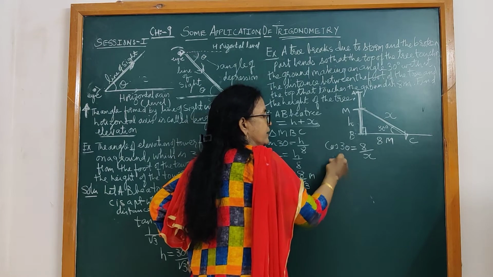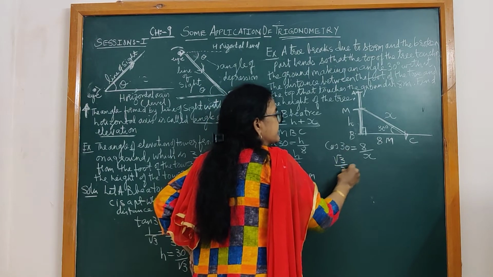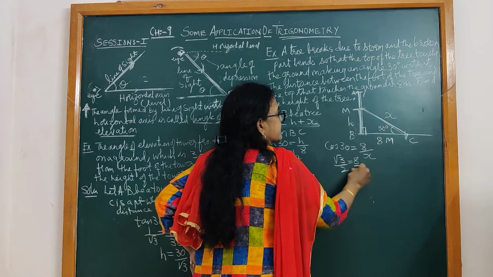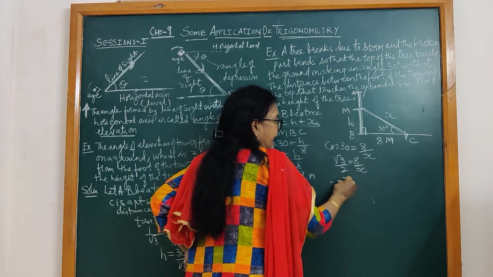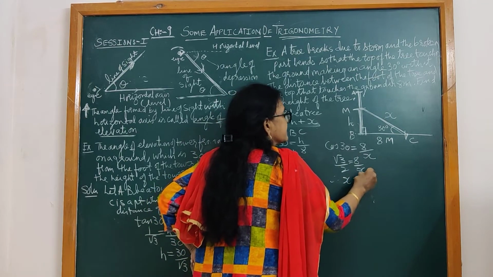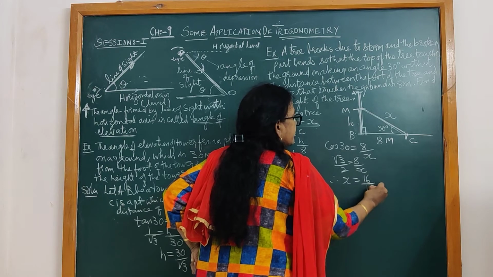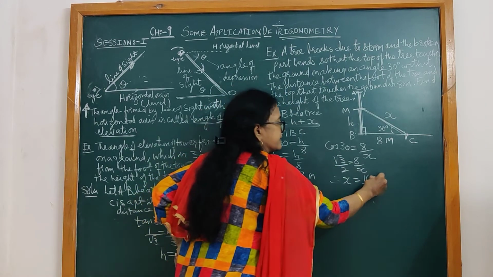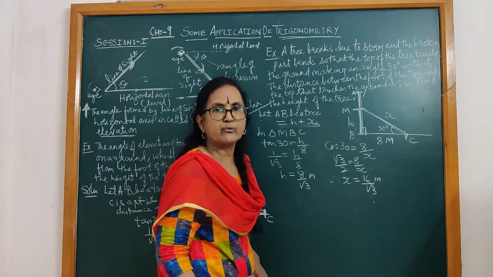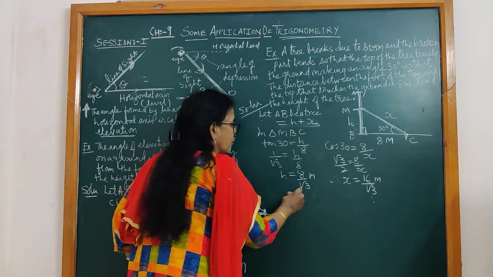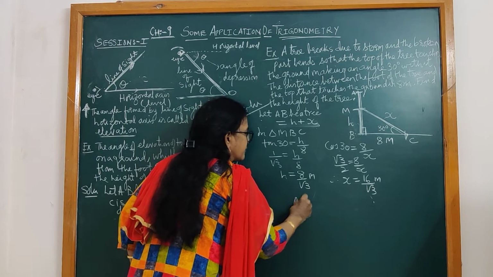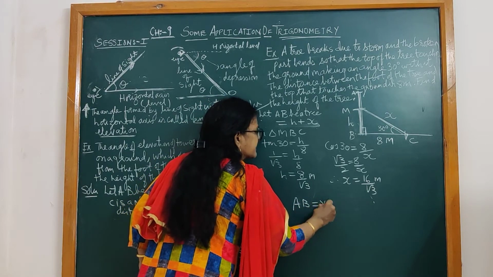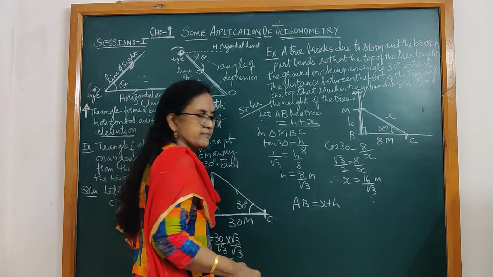Cos 30 value is root 3 by 2, which is equal to 8 upon X. Therefore, X is equal to 16 upon root 3 meter. Now you want to find out the height of a tree. So, AB is equal to X plus H.